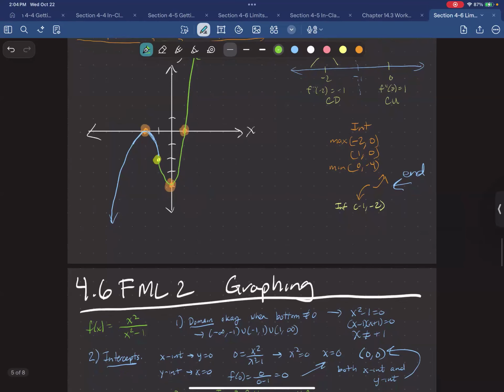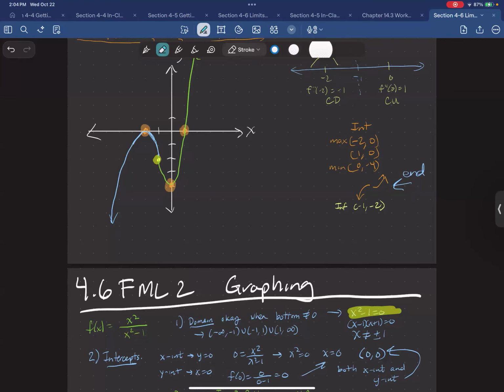Okay? So our domain, this is not a polynomial. So where does the bottom equal 0? We're going to set it equal to 0 and solve. And if we solve, we get 1 and negative 1, which is not what I wrote there. I should say plus or minus 1. So those are our bad juju points. We cannot have stuff there.